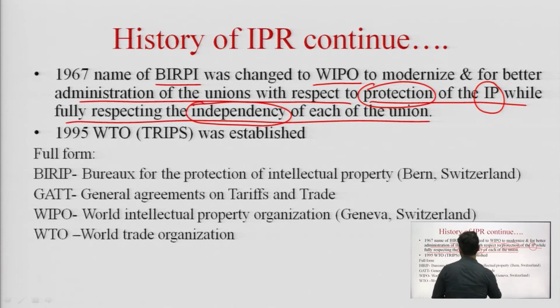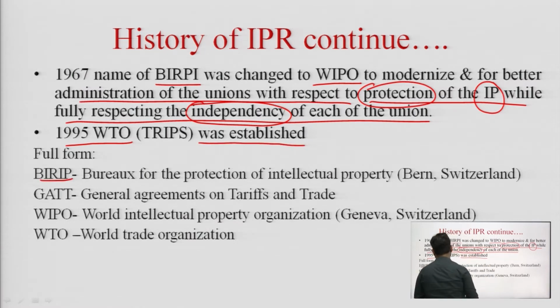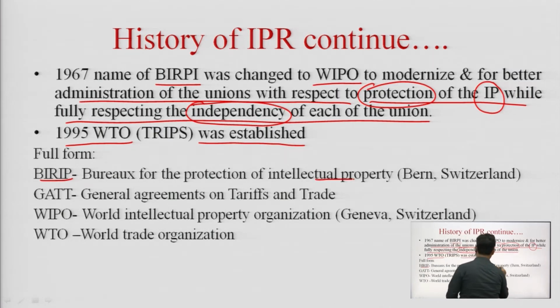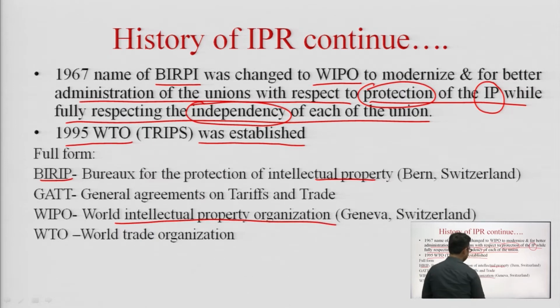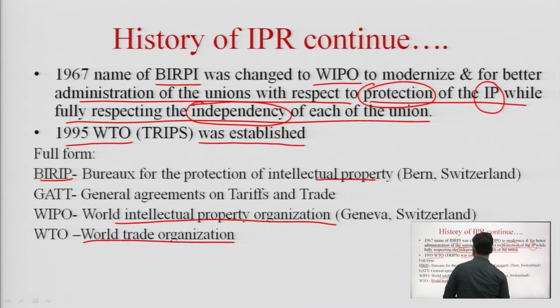Okay. In 1995, WTO was established. So, the full form of BIRPI is Bureaux for Protection of Intellectual Property. Okay. GATT is General Agreement on Tariff and Trade. WIPO is World Intellectual Property Organization. The center is in Geneva, Switzerland, and WTO is World Trade Organization. So, this is how the concept of IPR developed from time to time.